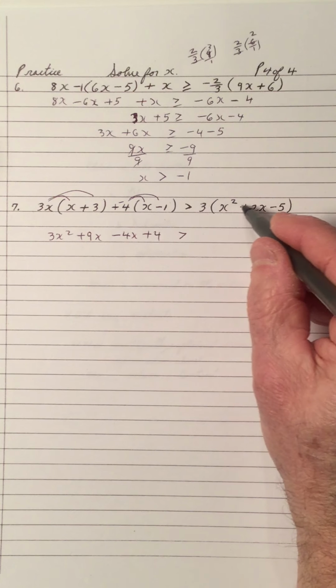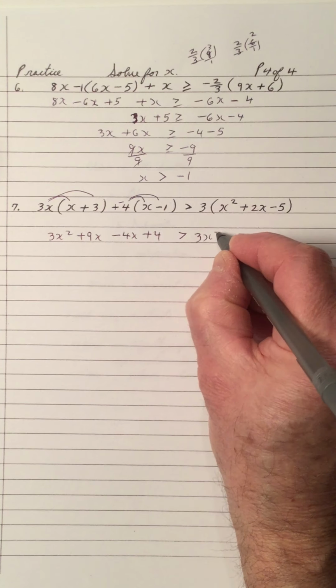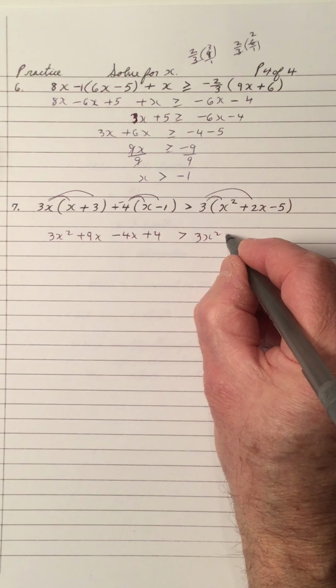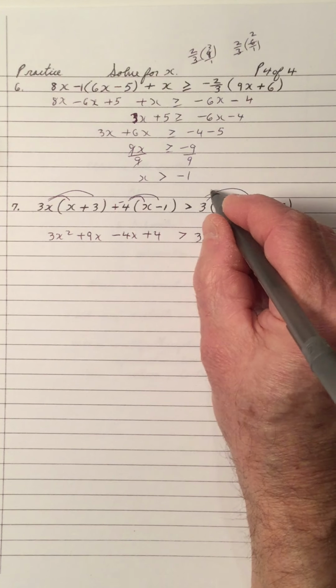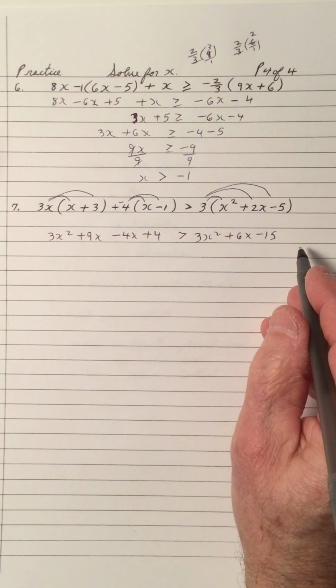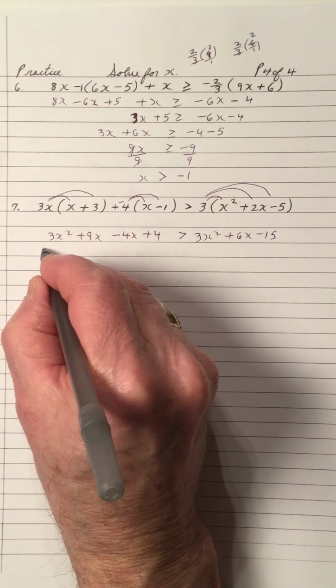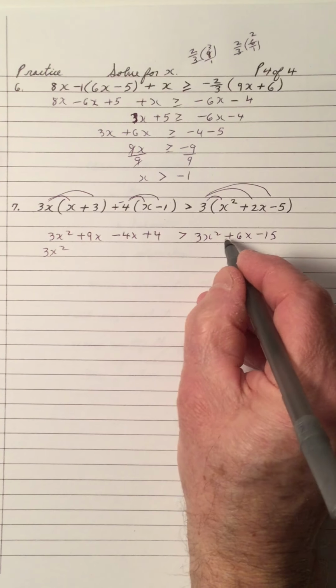Now I multiply the 3 by each one of these. So 3 times x squared is 3x squared. 3 times 2x is 6x. 3 times negative 5 is negative 15. And all the x's move to the left side. So I get a 3x squared.